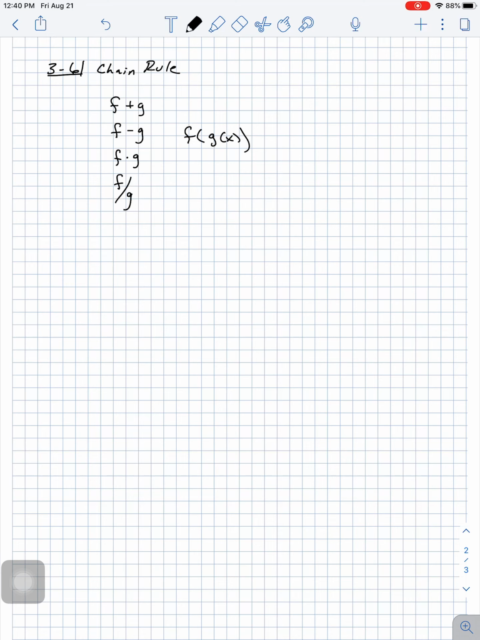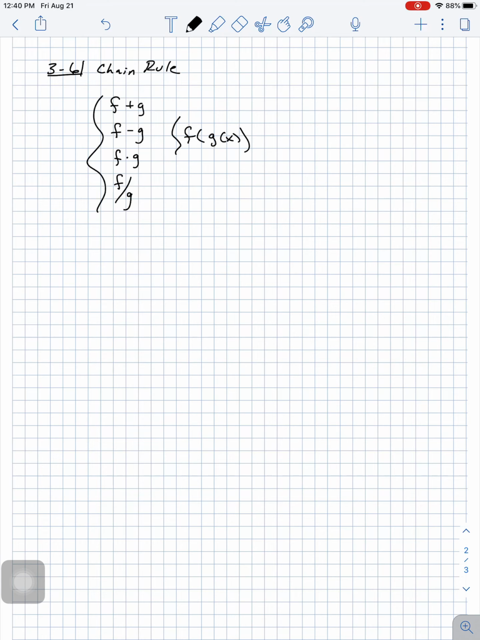And so in calculus, we need to take all of these different operations and define how we take the derivative of them. So we started with simple power rules, addition, subtraction. We did the product and quotient rule. Well, today is the chain rule, and that's how you deal with the composition of two functions.